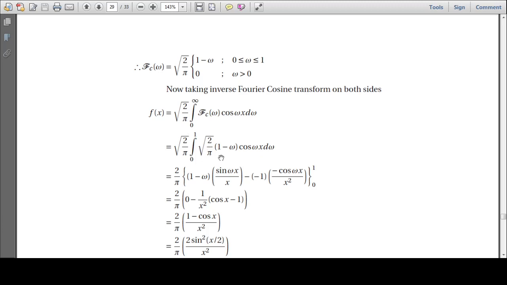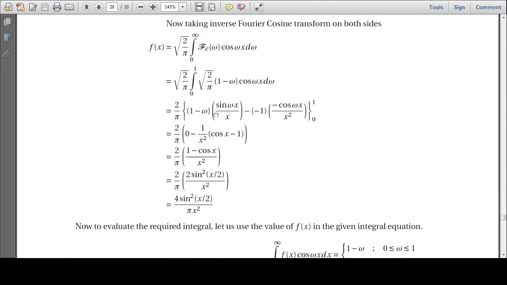Root of 2 by pi into 1 minus omega into cos omega x d omega. Now we integrate this with respect to omega. I can take this root of 2 by pi outside. So root of 2 by pi into root of 2 by pi, I get 2 by pi. Then I apply integration by parts or Kronecker integration. Here the first function, 1 minus omega, is a polynomial, and the integration is with respect to omega, so we can use Kronecker integration.